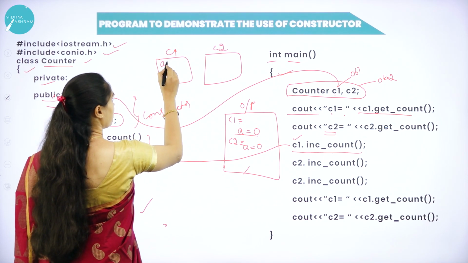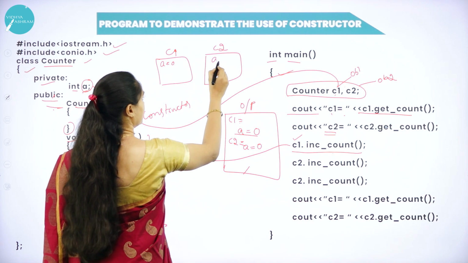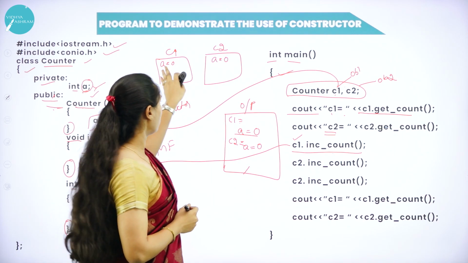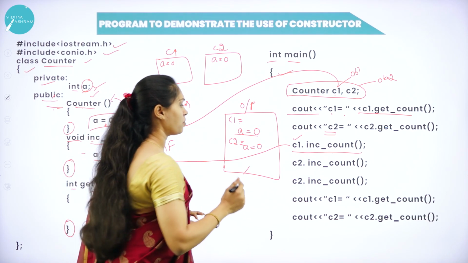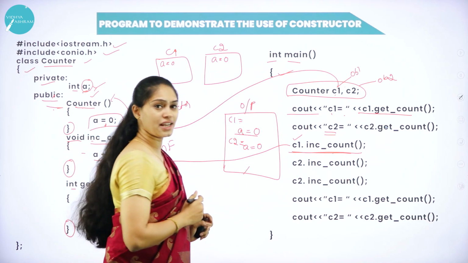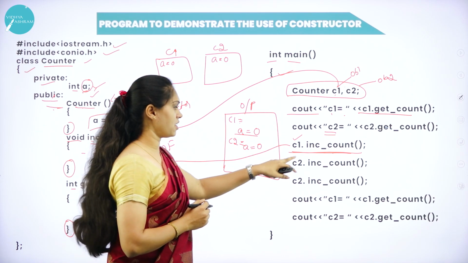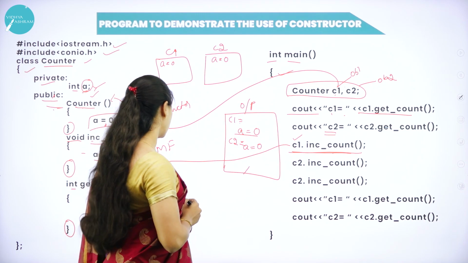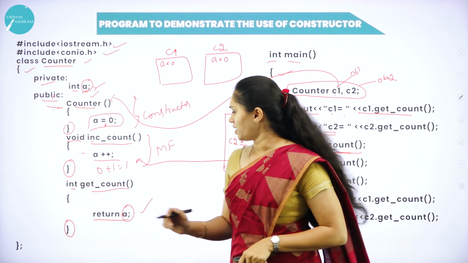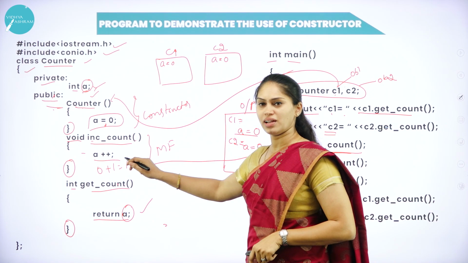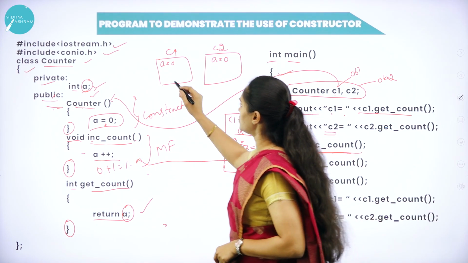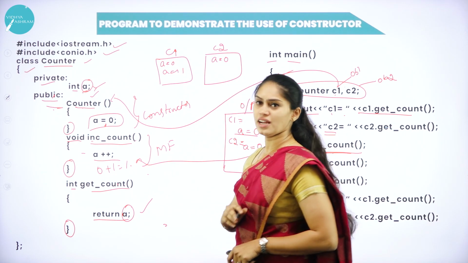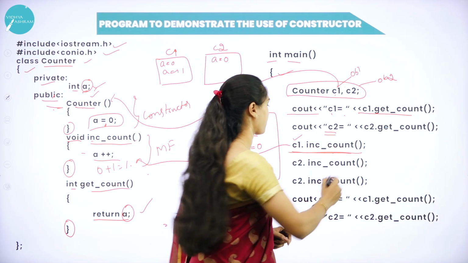Initially the value of C1 will be 0 and initially the value of C2 will be 0. That is, the value of A is 0 and here also 0. When I am calling this function C1.incrementCount with the help of this C1 object, I am calling this increment count function. When the control reaches here, it is invoked. 0 plus 1 becomes how much? 1. So now A is equal to 1 for the C1 object.